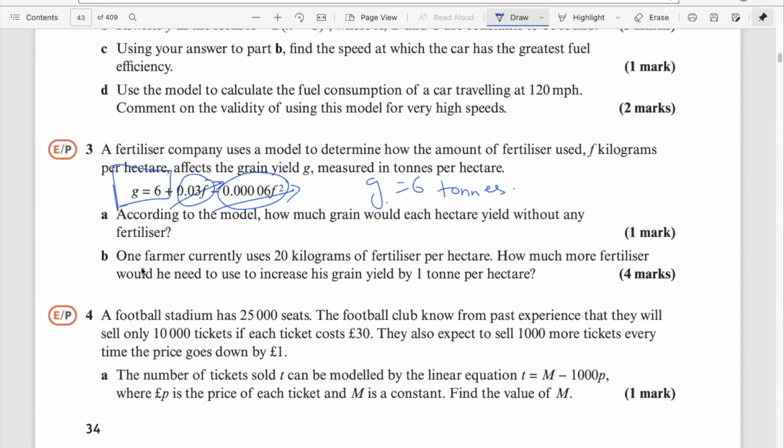The other part. One farmer currently uses 20 kilograms of fertilizer per hectare. How much more fertilizer would he need to use to increase his grain yield by 1 ton per hectare? He is already using 20 kilograms, and how much more must he use to increase by 1 ton per hectare? So basically the value is the value of G. Let me solve this.